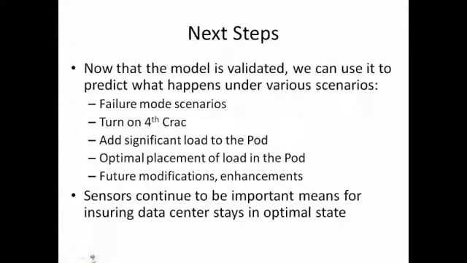So once the model is validated, you can then use it to predict what happens under various scenarios. For example, failure mode, or turning on the other crack, or adding more load to the room, or what's the optimal placement of the load. It can vary a great deal depending upon where you put it. You can use it for future modifications or enhancements. And each time you do that and put it in place, the sensors provide you the feedback to make sure that once you've got it in a position that you want it to be, it stays there.